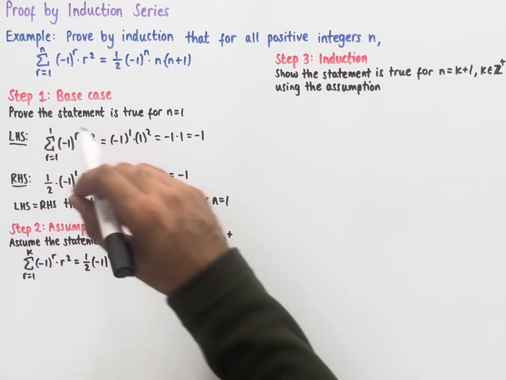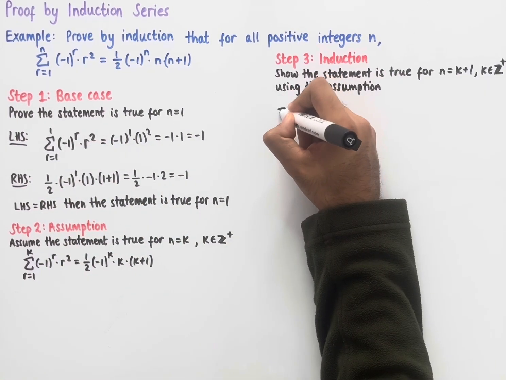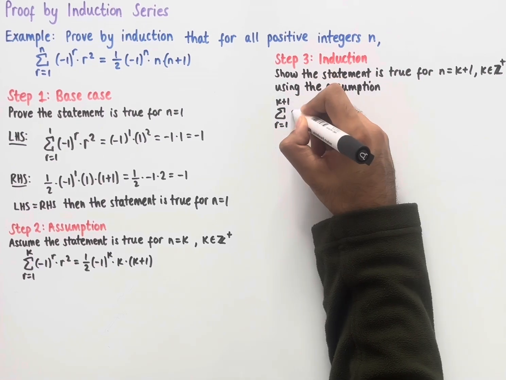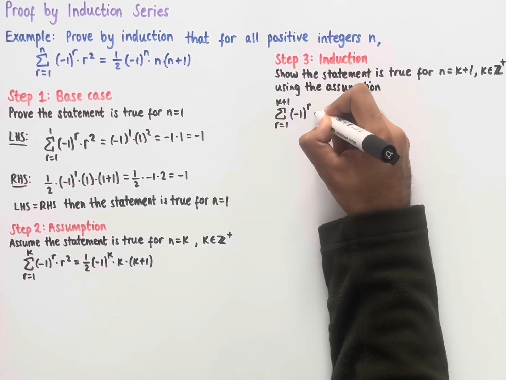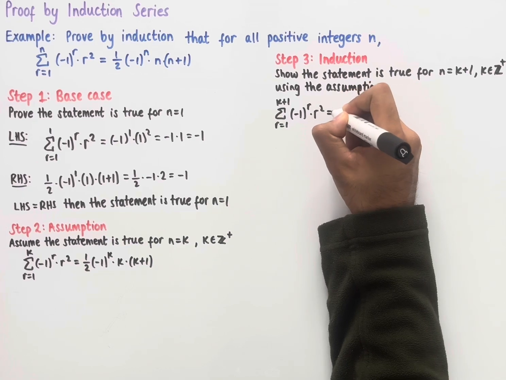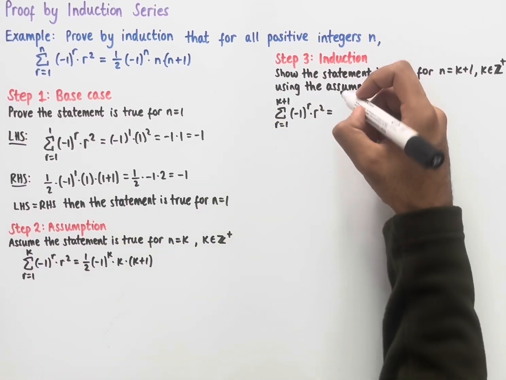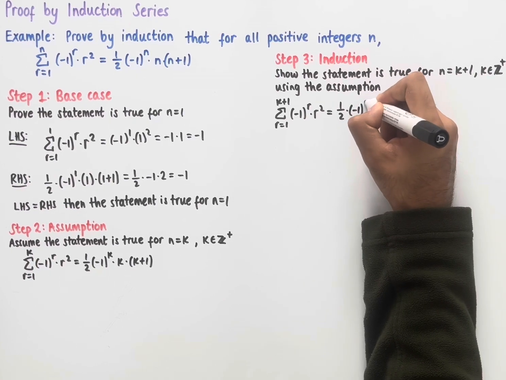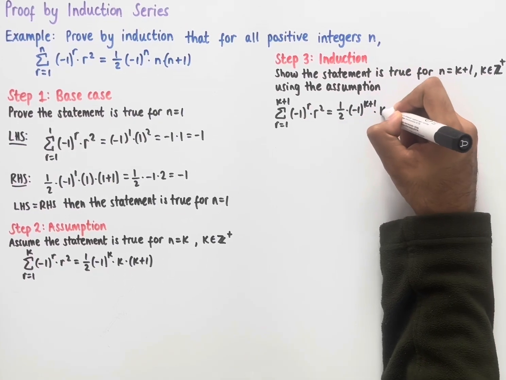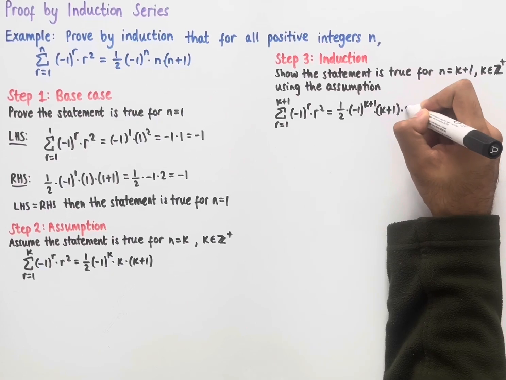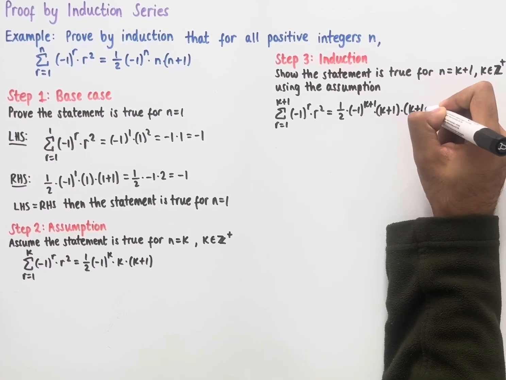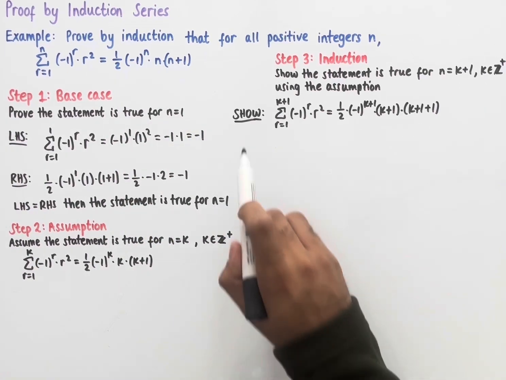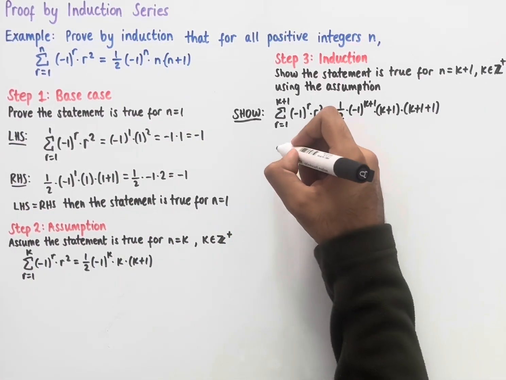So we start by writing the statement out again. We have the sum from r equals 1 to k plus 1 now of (-1)^r times r squared equals, and now we're trying to show that this would equal a half times (-1)^(k+1) times (k+1) times ((k+1)+1), if we were to replace n with k plus 1. If this is what we're trying to show, we'll start with the left hand side.